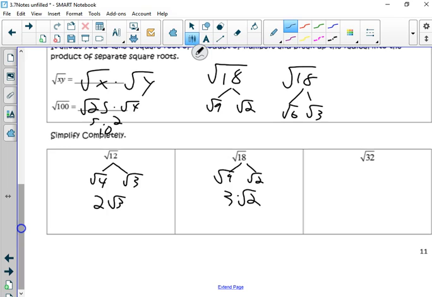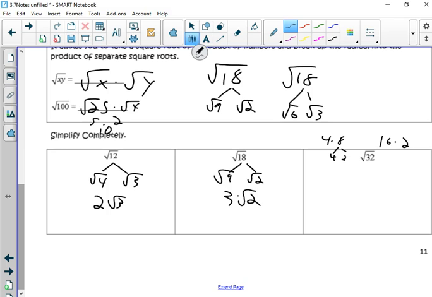32. I have 2 choices here. I can do 4 times 8. I can do 16 times 2. Now, they're both right, and they both have perfect squares. But if I do 4 and 8, I'm going to have to do it again. Because the 8 has a 4 inside of it, right? 4 times 2. So it's like a factor tree. You have to break this down again and do it all over again.